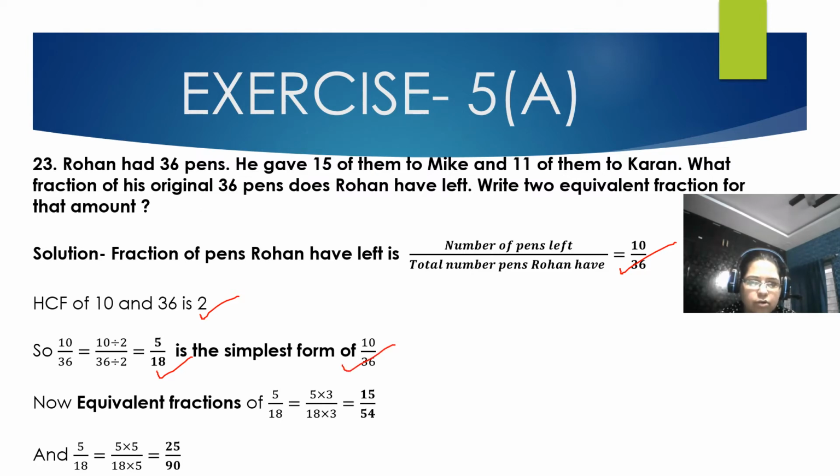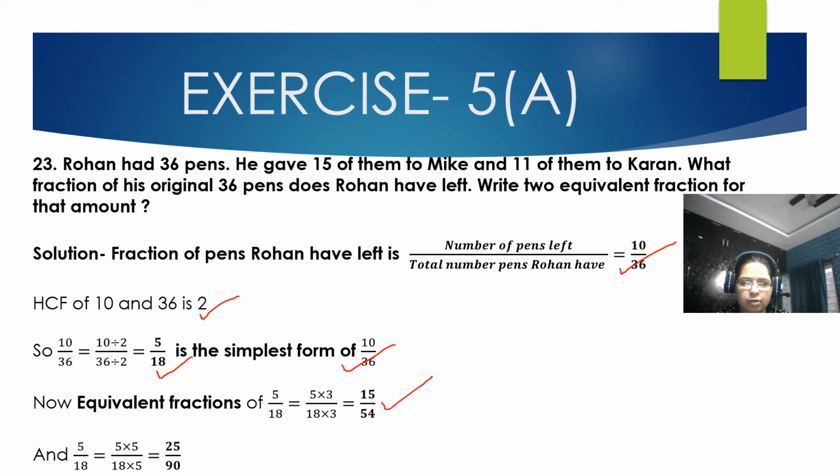Now we have to write two equivalent fractions of 5 divided by 18. To get an equivalent fraction, multiply the same number in numerator and denominator. The fraction that we get is called the equivalent fraction. So one equivalent fraction of 5 divided by 18: multiply 3 with both numerator and denominator. So 5 multiplied with 3 over 18 multiplied with 3 is 15 divided by 54.